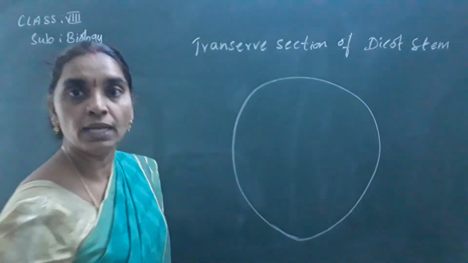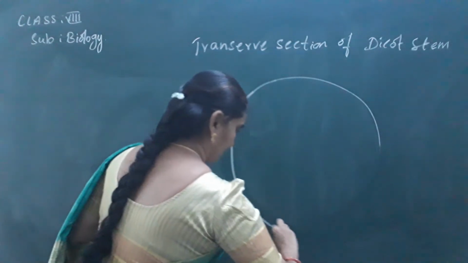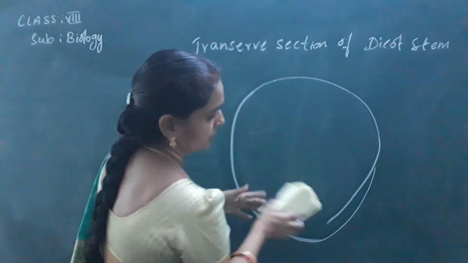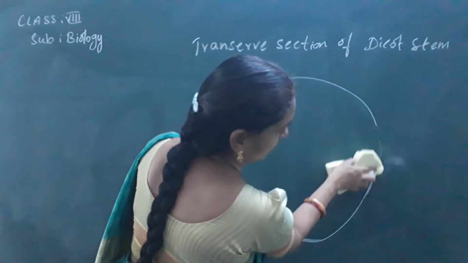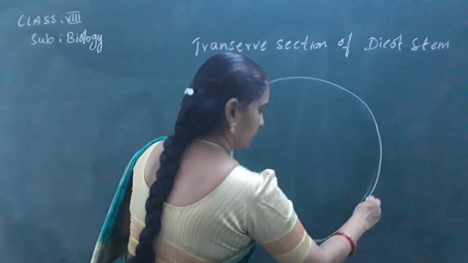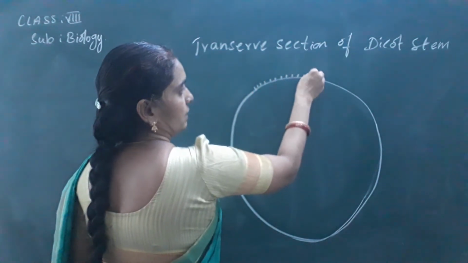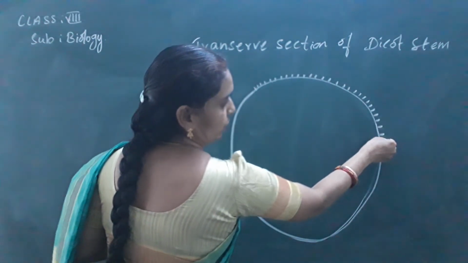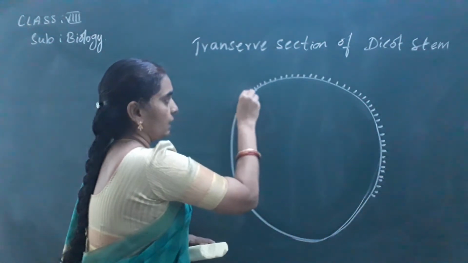How many layers, children? It contains three layers. Just a minute. So this is the outermost layer of the cell. The cell of the stem, okay, plant cell, outermost layer of the plant cell. It is called the cuticle, which is a protective layer. It forms a protective layer of the cell.